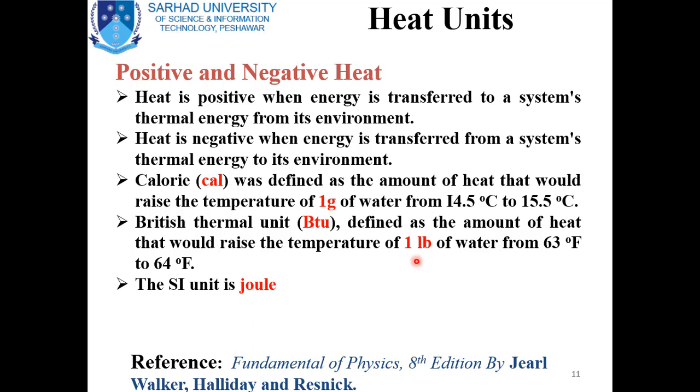And the SI unit of heat: as heat is energy, and the SI unit of energy is the joule. These three units can be related with one another by this expression. 1 calorie is equal to 3.968 multiplied by 10 raised to the power minus 3 BTU, which is equal to 4.1868 joule. So calorie is a bigger unit than joule. 4.1868 joule makes 1 calorie.